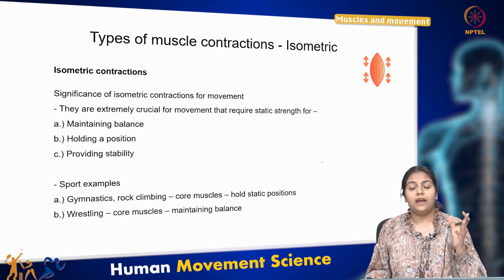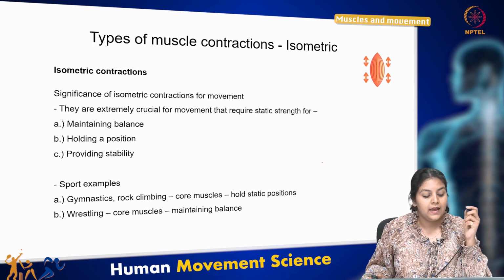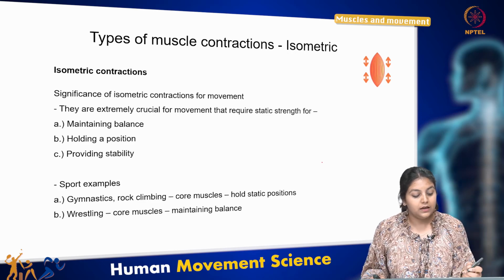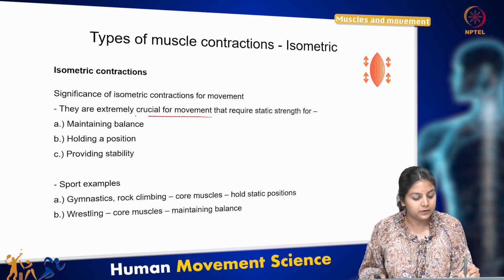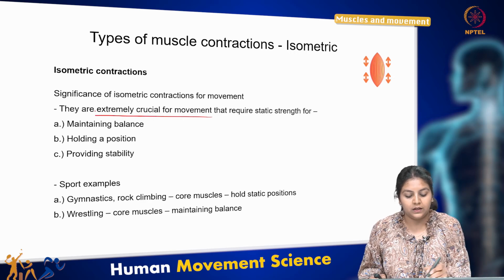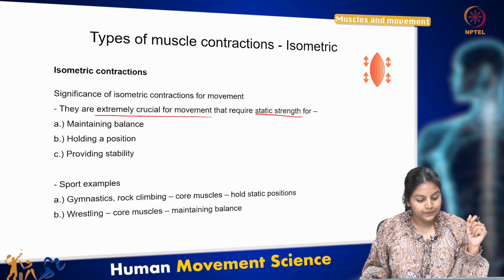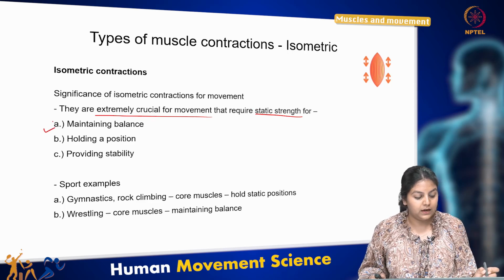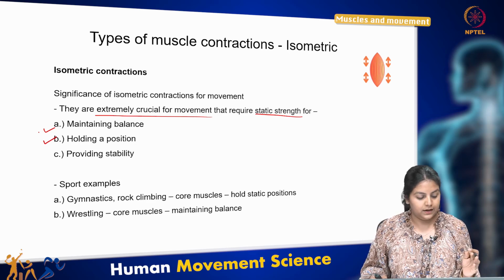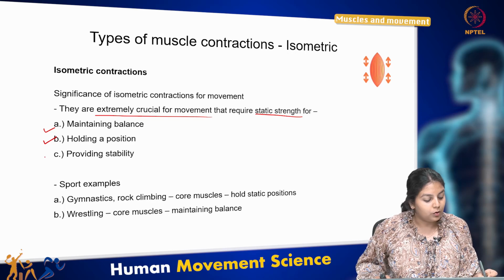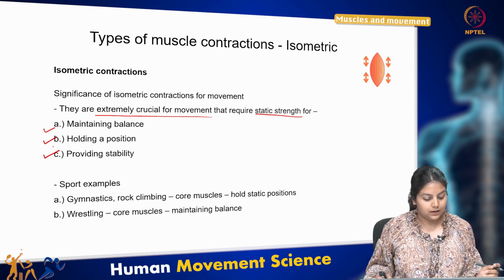So where do these isometric contractions help us, or what's the significance of these isometric contractions? They're extremely crucial for movement that requires static strength. Now where would we require static strength? So static strength is required for maintaining balance. It's also required for holding a position, as we looked at earlier, a static hold like a plank or a wall sit, and also in providing stability, right?